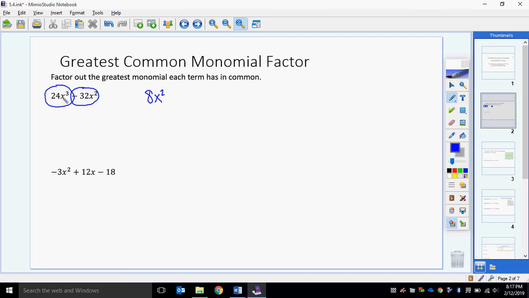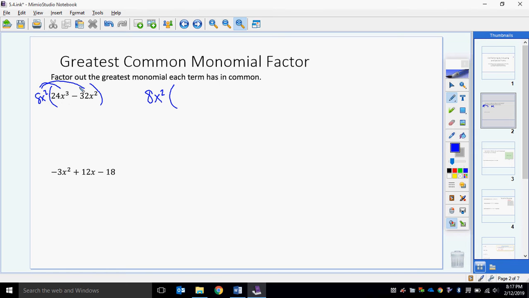There's 2 that can fit in here and 2 that can fit in here. Remember, it's got to fit into both of them. All right, x cubed isn't the largest because it doesn't fit into x squared. Okay, so what happens when I factor that out? It's like I'm reverse distributing. So I pulled out in front an 8x squared.